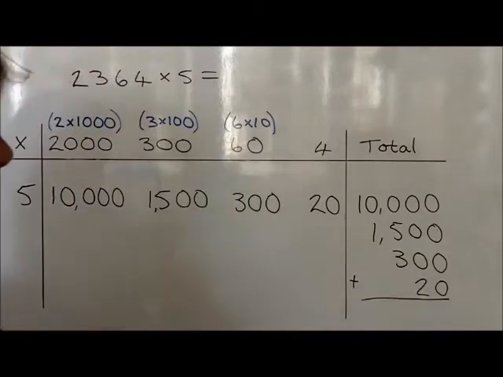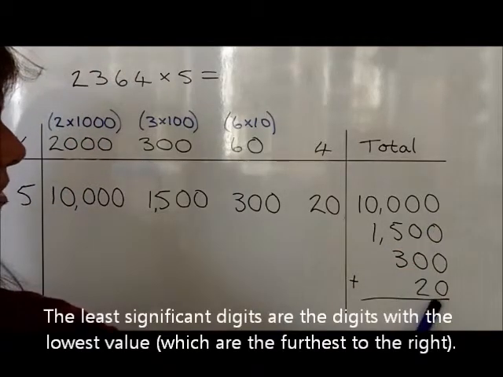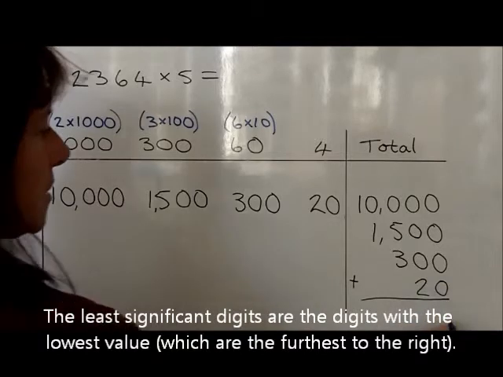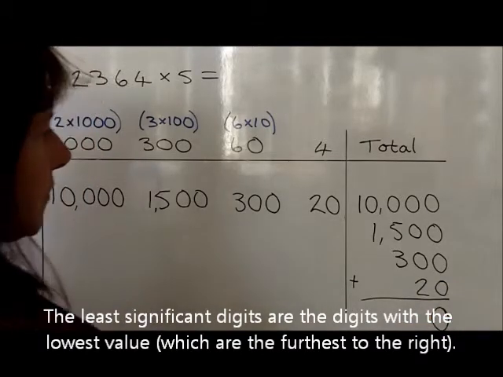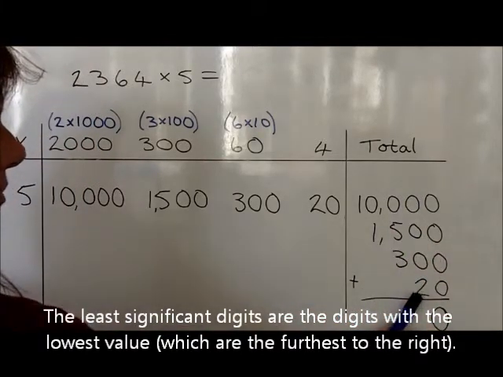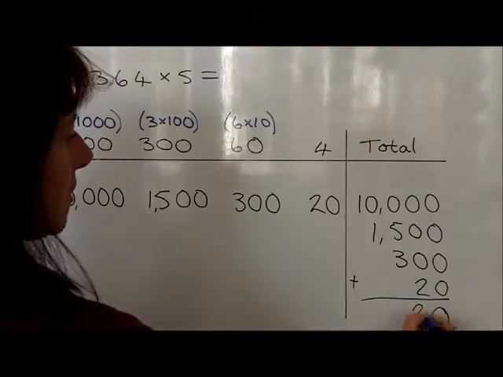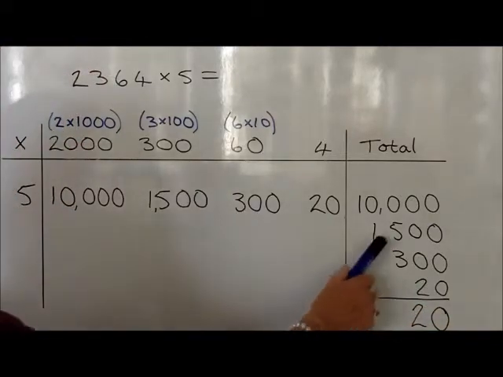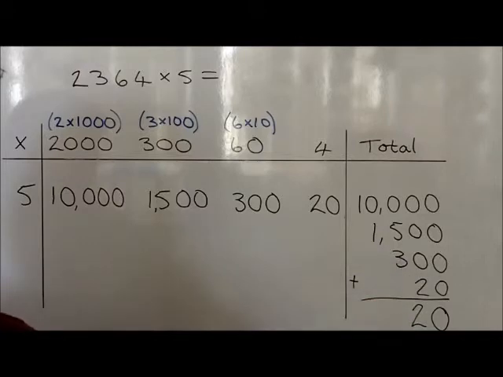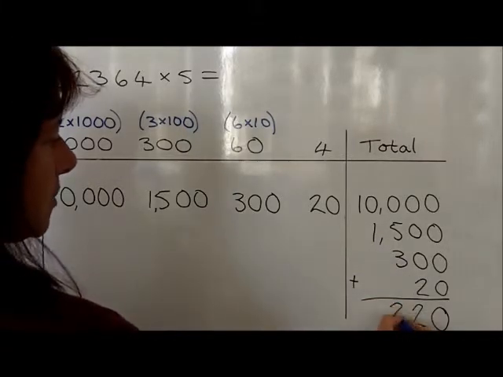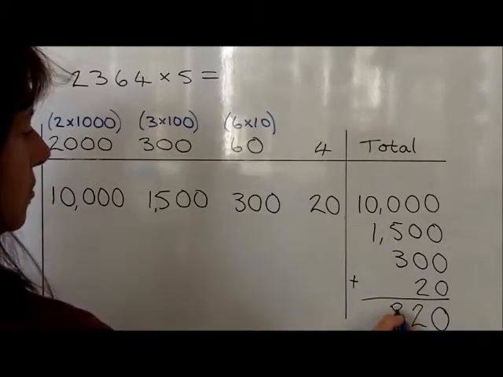We then start by adding up the least significant digits. So we add the zeros in the units, which stay as 0. We add the tens, we've only got 2 in the tens, which stays as a 2 in the tens for the 20. We add the hundreds, 500 plus 300 is 800, which we write as an 8 in the hundreds.